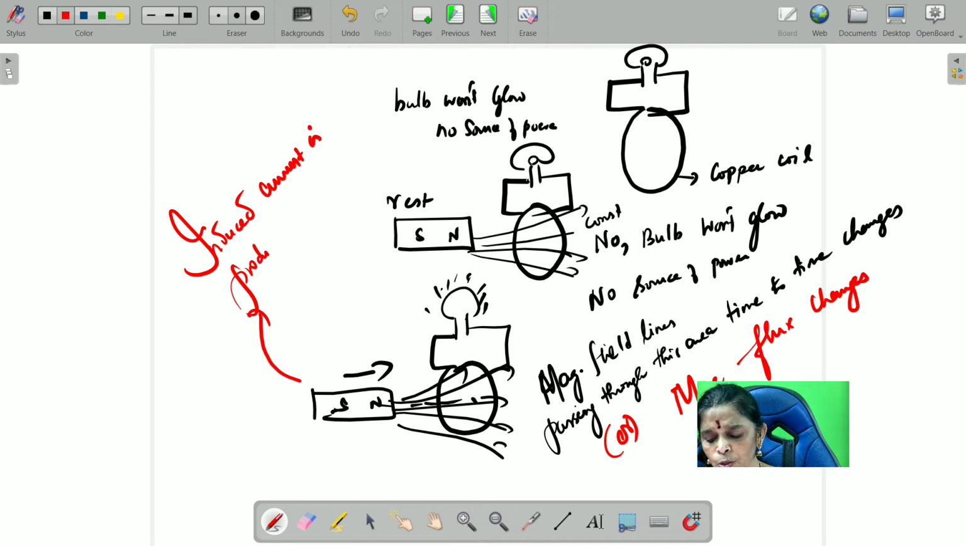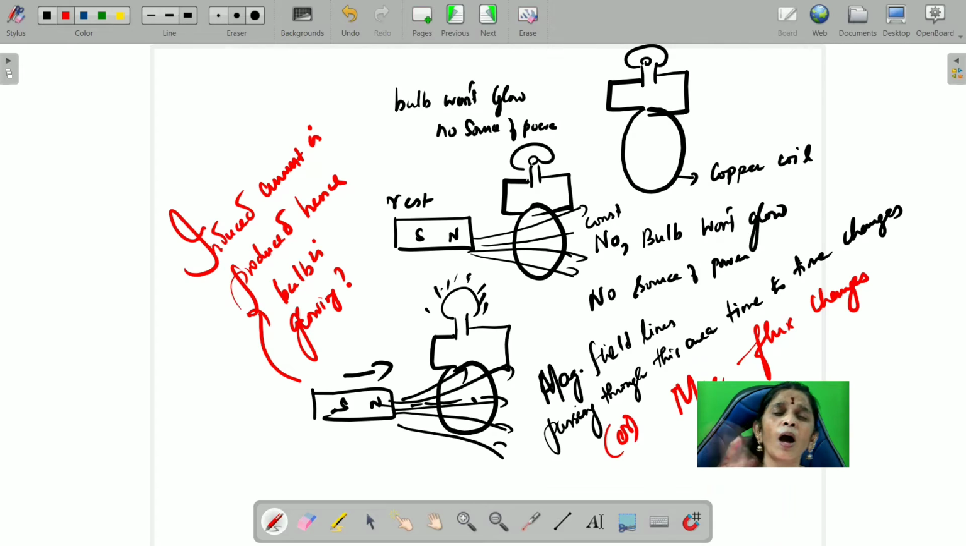Induced current is produced. Hence, what happens? The bulb is glowing. You can ask me, wonder, how is that possible? Very simple concept, let me tell you. Whenever you are bringing the magnet into the coil, so this is the coil, I am bringing the magnet into the coil, this is the north pole.